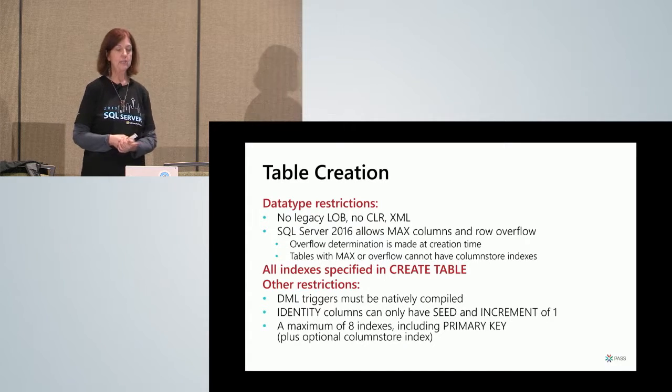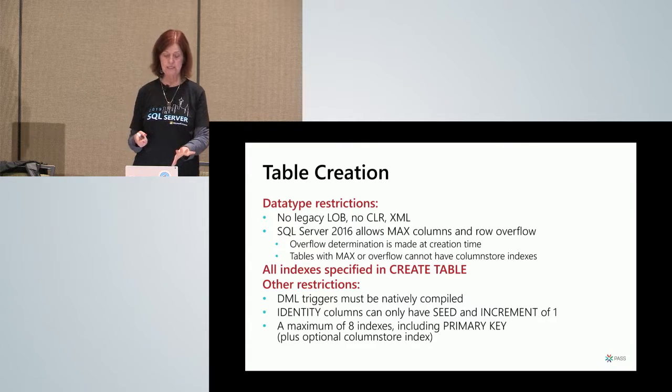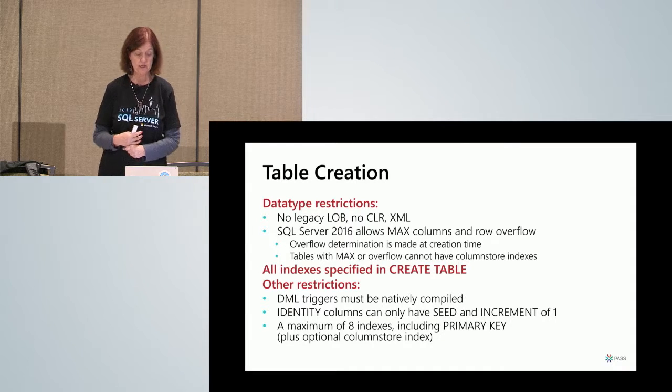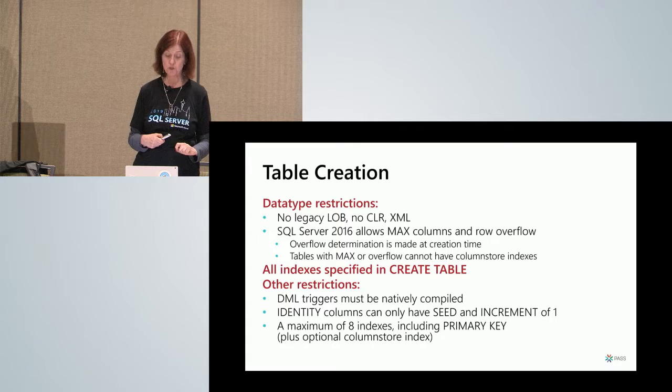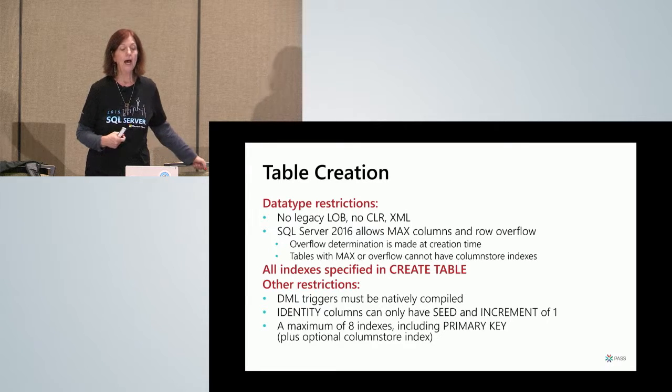Still, all indexes are specified in the create table. There is a limit of 8 indexes in the initial release. Most of this, except for where I say 2016 there, is what was true for the initial release. I will mention over the next few slides a few of these things have changed. I lied. The DML triggers. We didn't have triggers in 2014. We got them in 2016. Darn, I didn't write that. All right, I will edit the slides before they're published.